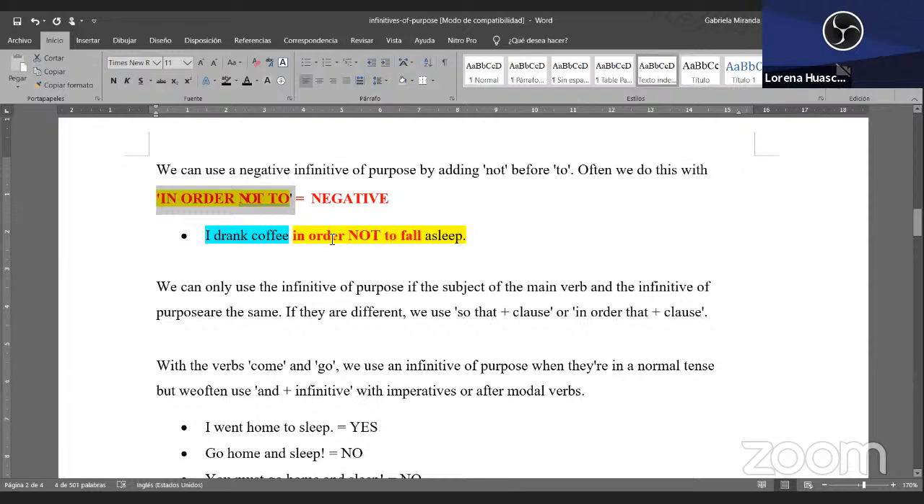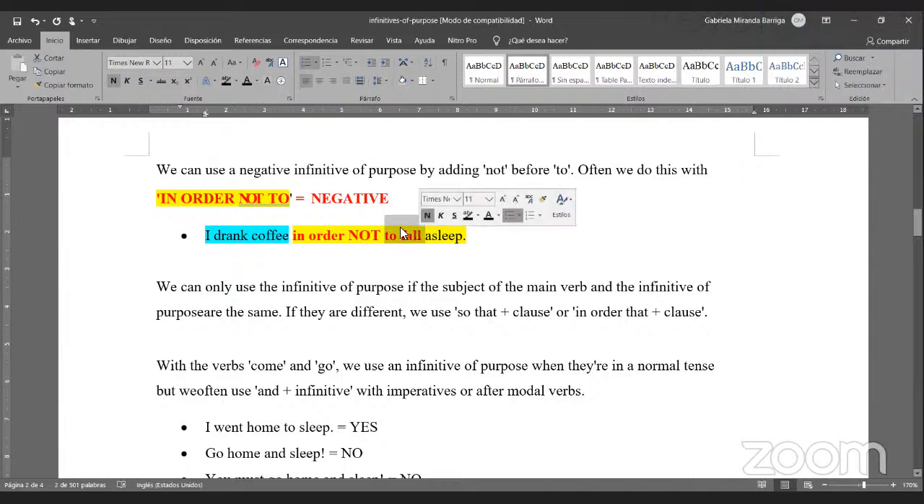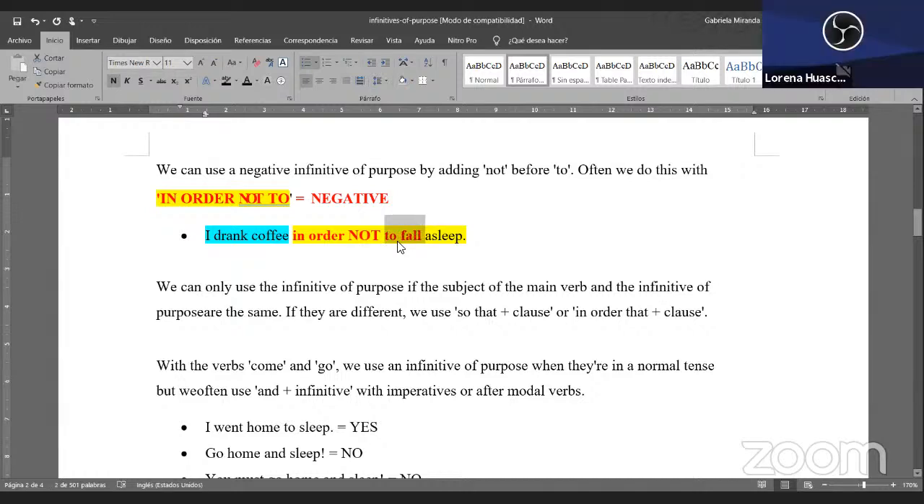Many people in these cases use, for example, in order to fall, and after that put not, and that's not okay. Always in order not, and we don't separate to plus the verb in base form, so they have to be together. In order not to fall asleep. So this is the purpose.